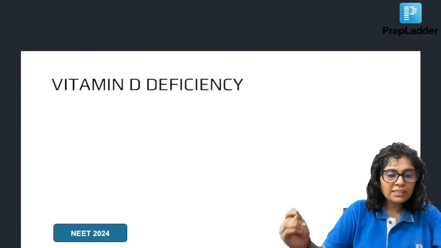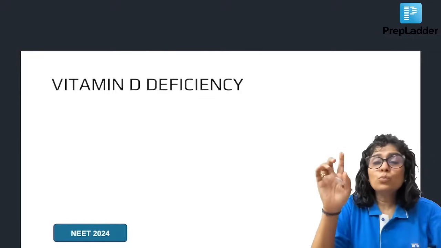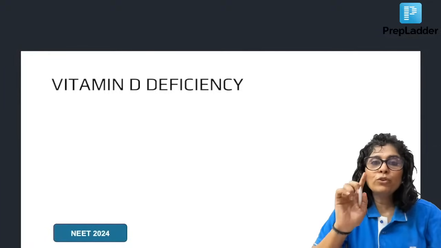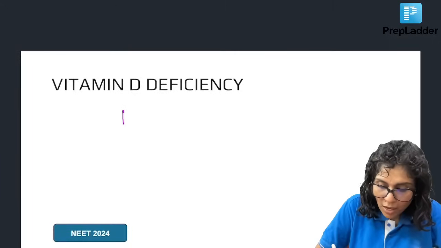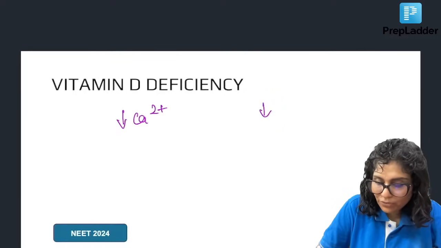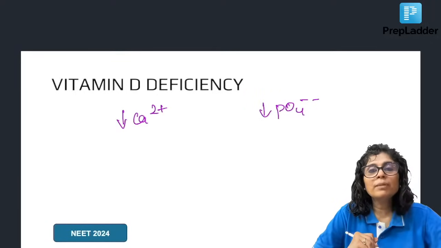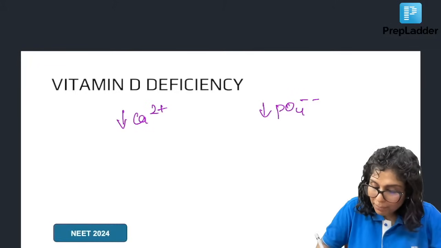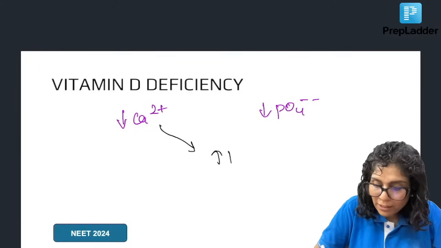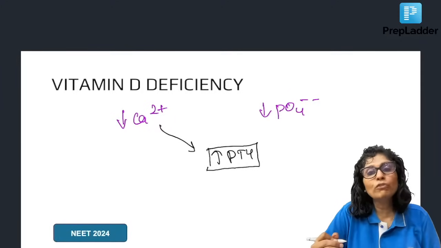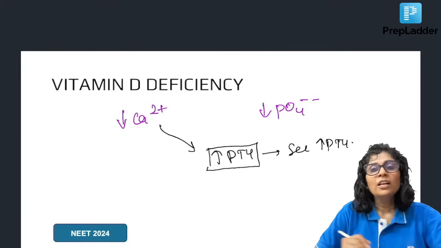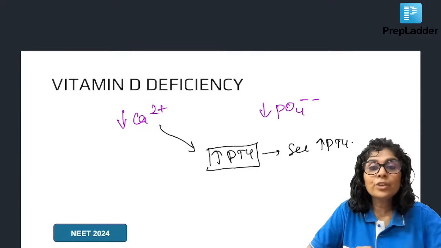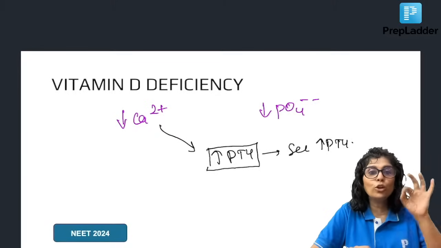So what happens in vitamin D deficiency? Please watch this because they've been asking you about hypophosphatemic rickets multiple times. Whenever there is vitamin D deficiency, what happens to blood calcium and blood phosphate? Momentarily, both calcium and phosphate will be low. The moment blood calcium is low, there will be feedback stimulation of parathormone. This is what we call secondary hyperparathyroidism. So tell me one cause of secondary hyperparathyroidism: vitamin D deficiency, because there is low calcium.